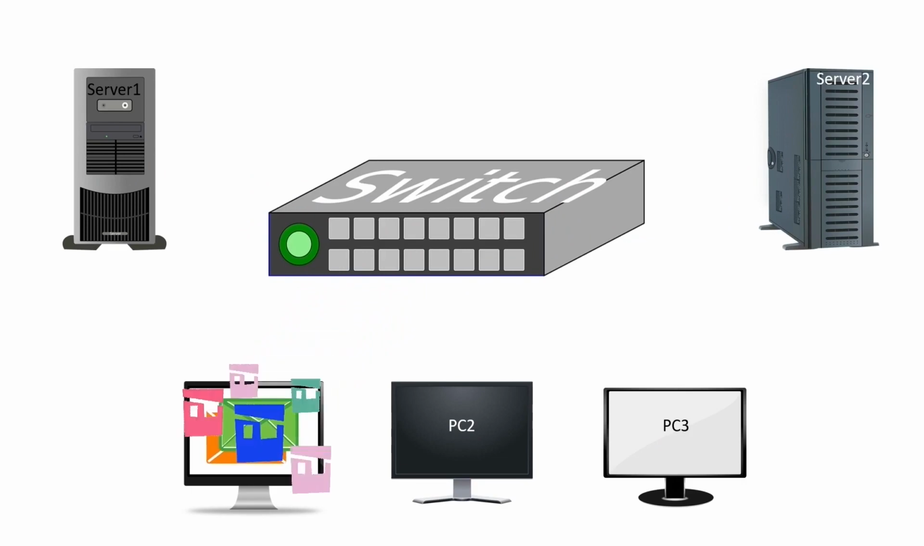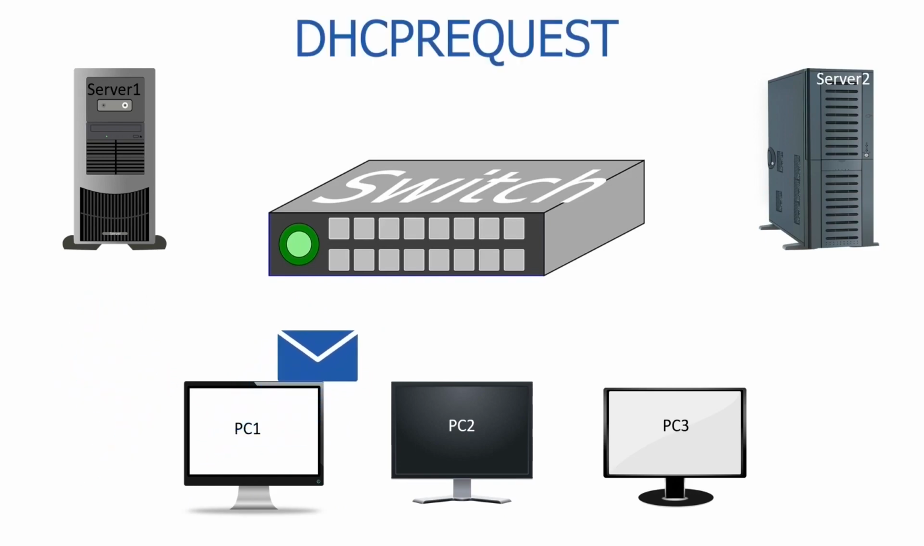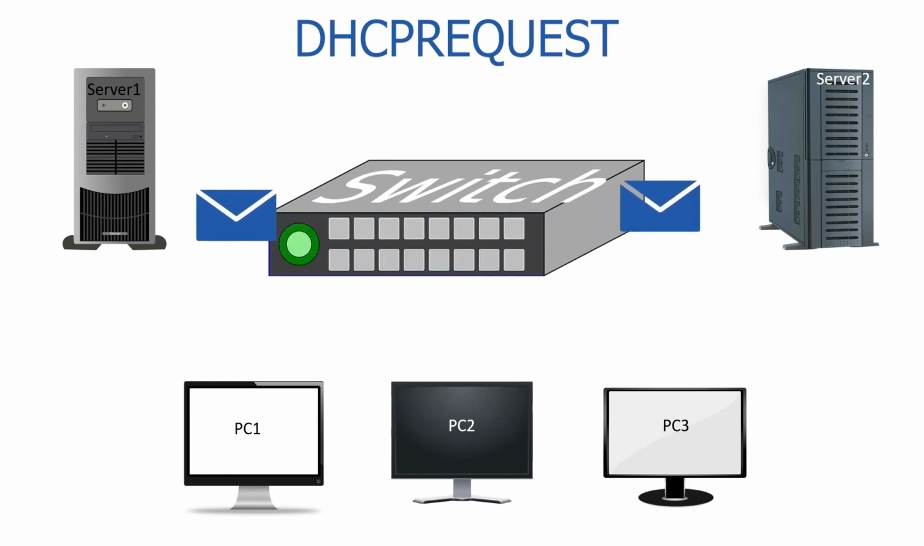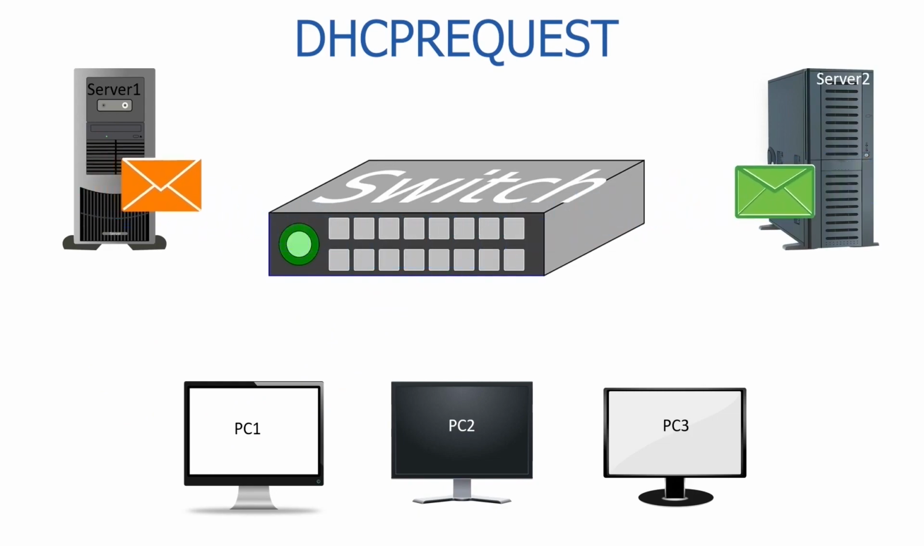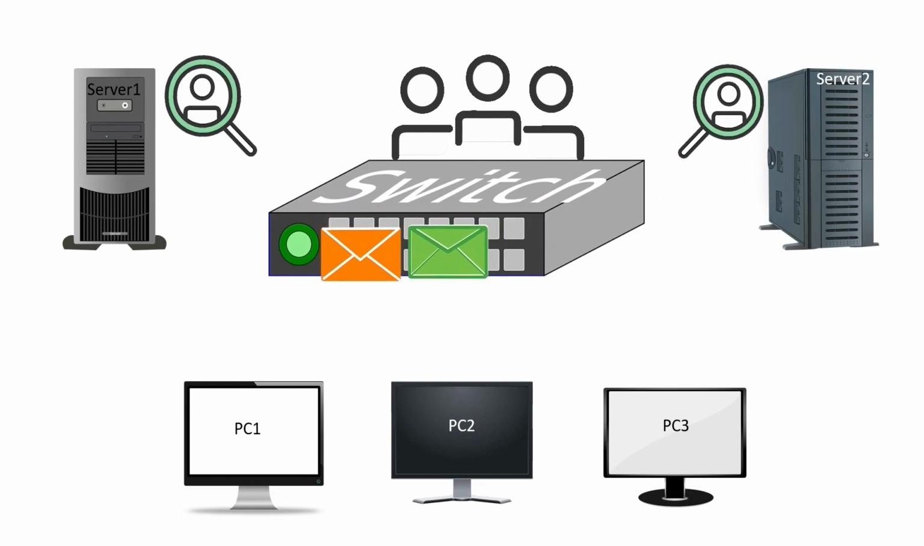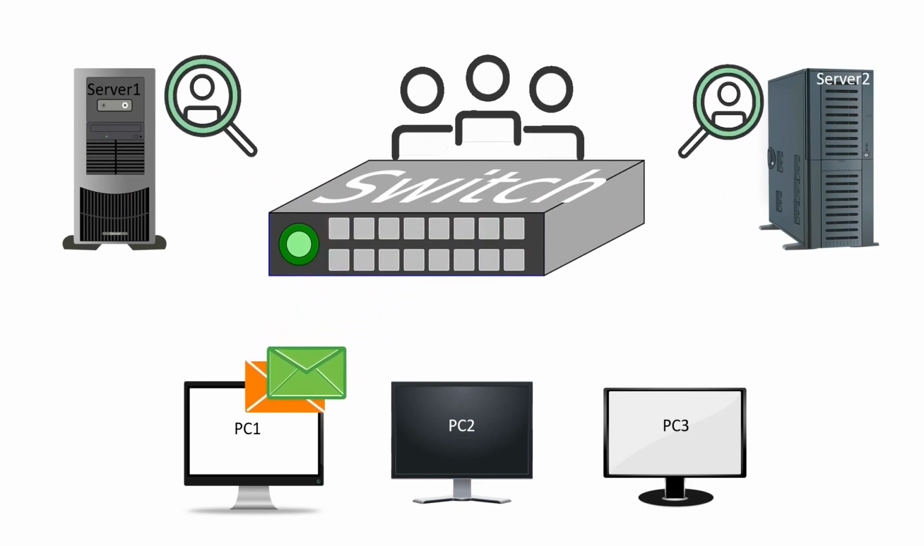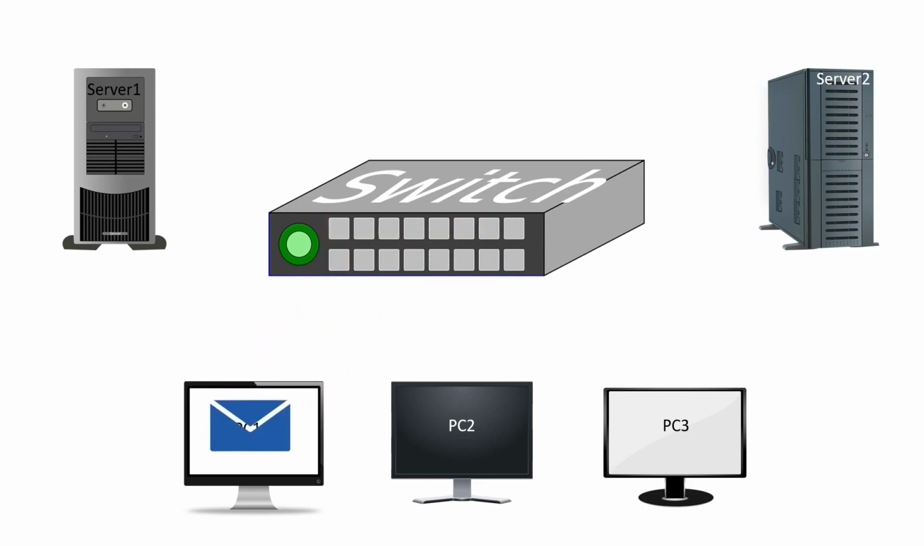If a host receives multiple DHCPOffer messages, it accepts only one message and tells the corresponding server with a DHCPRequest message that it wants to use the offered IP configuration. DHCP servers generate and use a unique transaction ID for each DHCPOffer message. The client includes this ID in the DHCPRequest message.